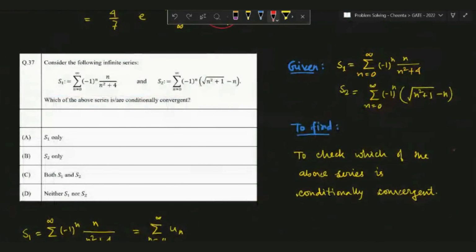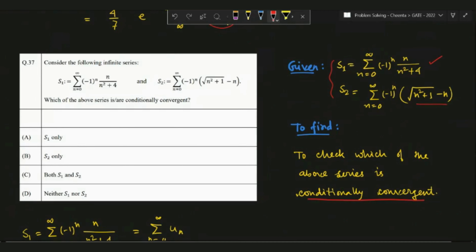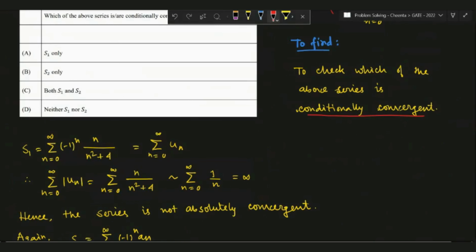So this problem says, given that S1 and S2 are two series. S1 is given by the series n equal to 0 to infinity, (minus 1) to the power n into n by n square plus 4. And S2 is given by the series n equal to 0 to infinity, (minus 1) to the power n into root over of n square plus 1 minus n. So we need to find which one of the series is conditionally convergent. So for that, let us first consider the series S1.